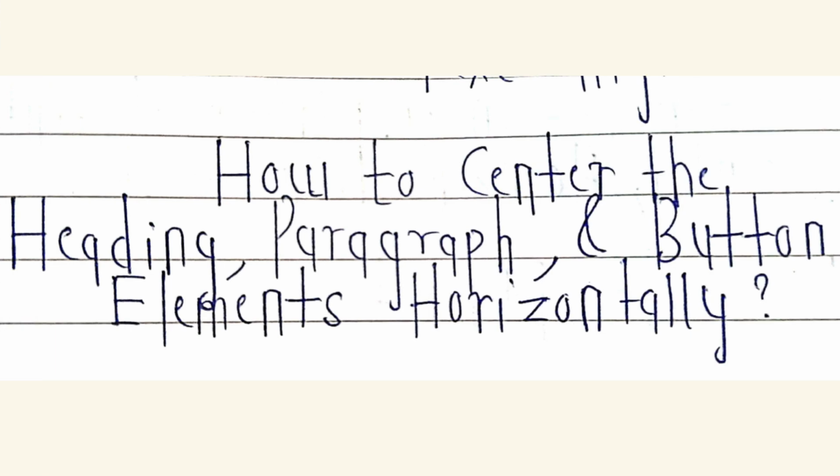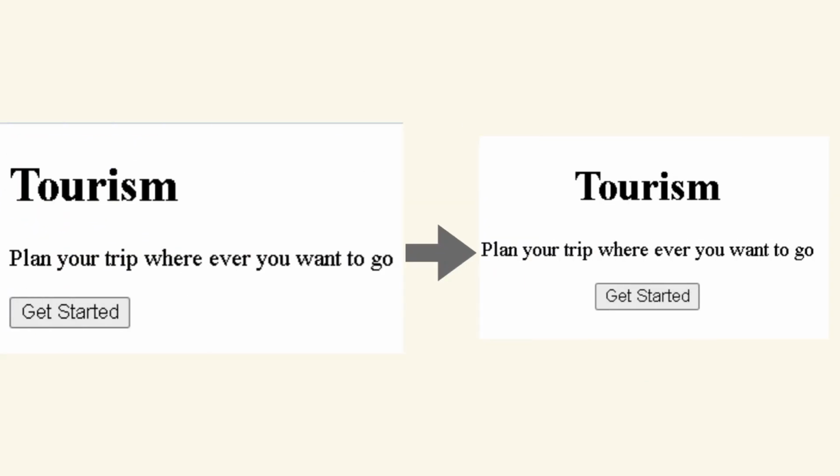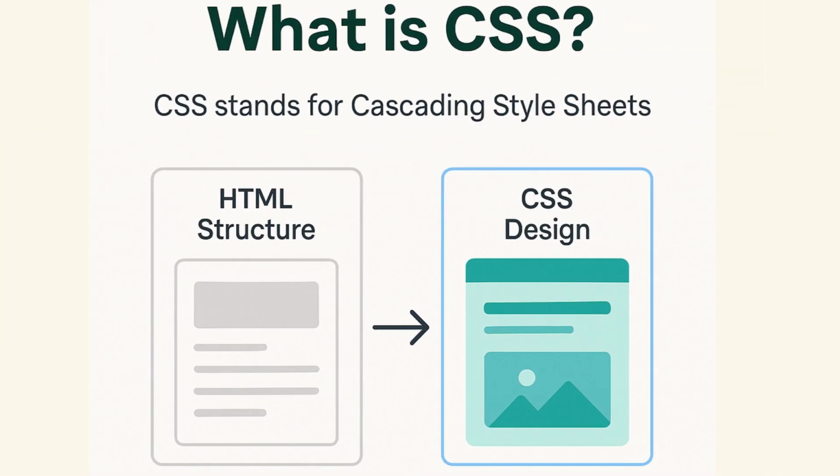Next, we are going to see how to center your heading, paragraph and button horizontally on a web page. Here's a visual to help you understand. On the left, we see the elements not aligned. Everything is leaning to the left. On the right, after applying some simple CSS rule set, everything is centered beautifully. The heading, the paragraph.